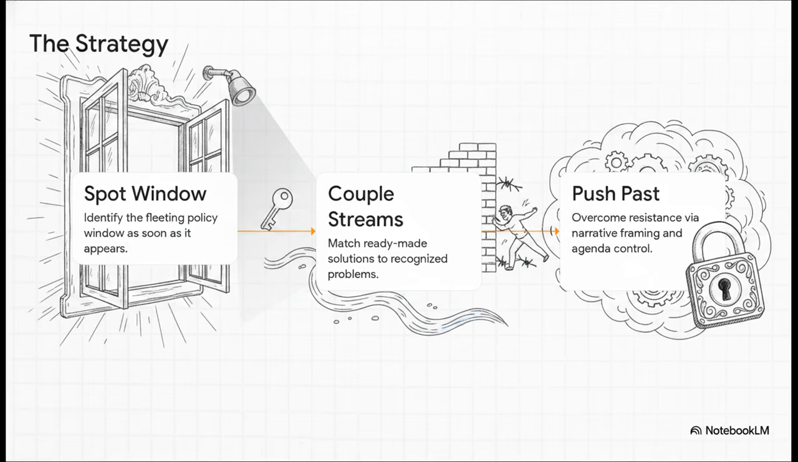Their entire strategy is spotting that open window the second it appears, skillfully coupling the problems and solutions together, and ruthlessly pushing past resistance using manipulation and agenda control before that window slams shut. They're the catalyst that makes the lock finally open.